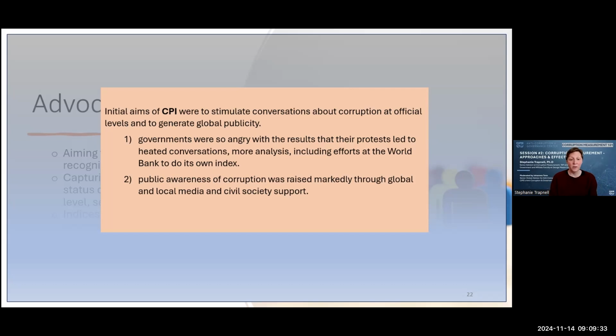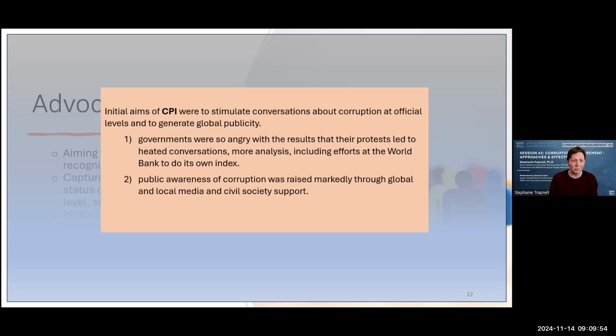There was also public awareness of corruption that was raised markedly. Everybody now knows what the CPI is, well, not everybody, but people who work in the development space all know what the CPI is and all understand corruption. And that's because the information was great for media, global media and local media, just to put in their newspapers, put on their websites. It just got everybody talking.